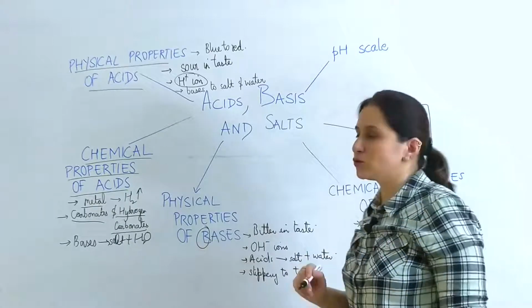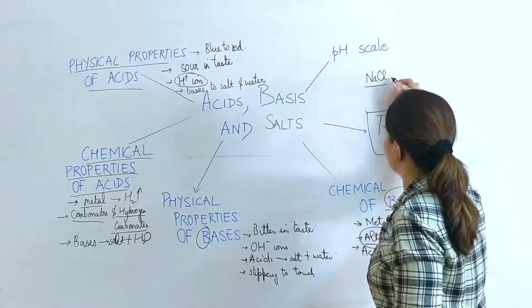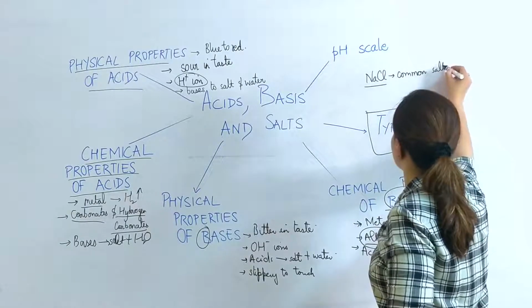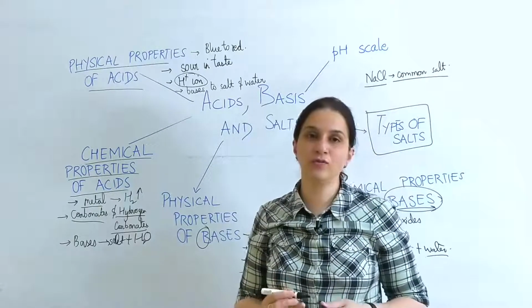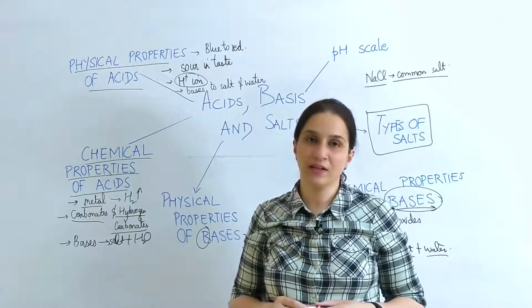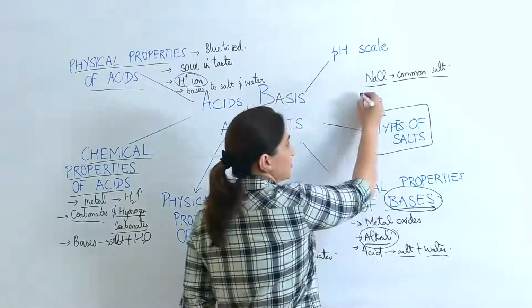First salt is sodium chloride, NaCl. NaCl is also known as common salt, rock salt or table salt. Why is this known as rock salt? Because it is obtained in crude form after crystallization from the marine salt water. And this salt water is used in preparation of sodium hydroxide.